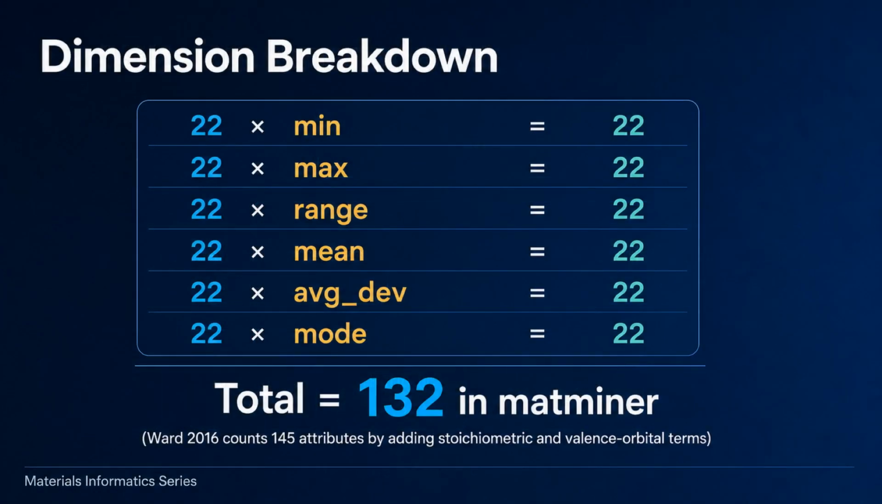Let's break down the dimension count. 22 elemental properties times mean gives 22 dimensions. Similarly, for minimum, maximum, range, and mode, each contributes 22 dimensions. That's over 100 dimensions so far. The remaining dimensions come from weighted averages applied to a subset of properties where composition weighting is particularly meaningful, like atomic weight and ionization energy.